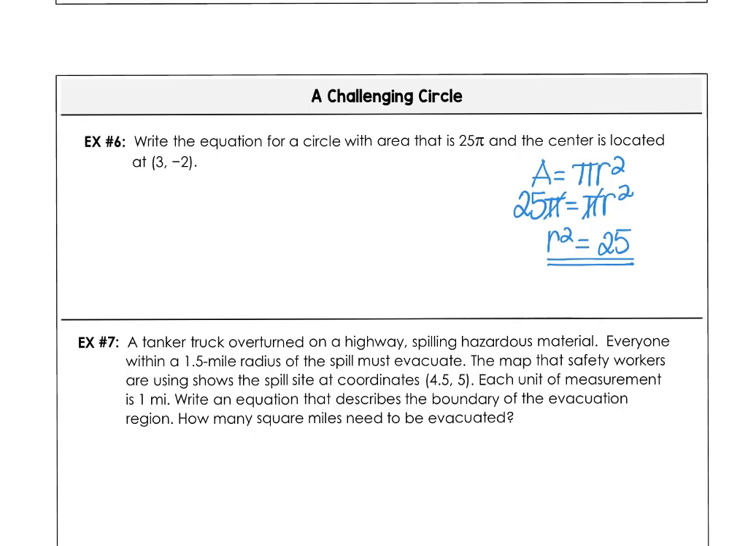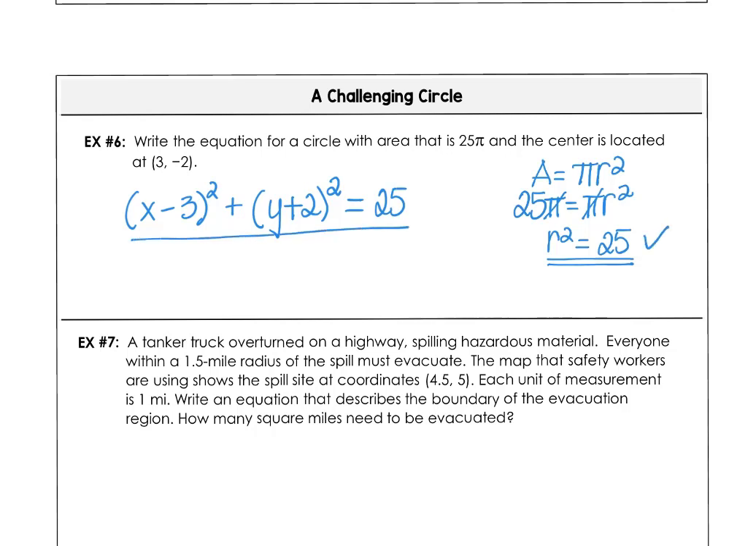Our h is 3, so (x minus h) squared, and y minus k, our k is -2, so (y plus 2) squared, and it's equal to r squared, which was 25. So this is the equation for our circle.